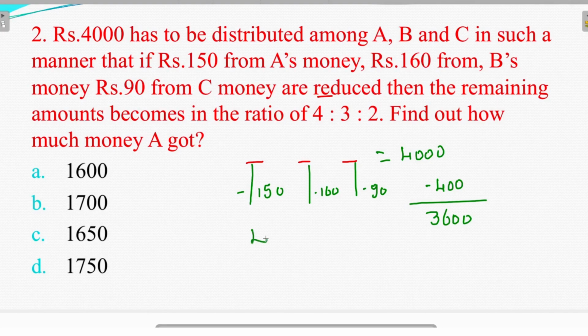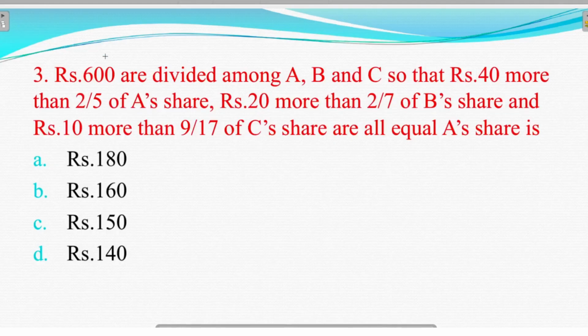Then that is in the ratio 4:3:2. That will be 9 parts. 9 parts is equal to 3600, 1 part is equal to 400, then 4 parts is equal to 1600. A has now 1600 after taking 150, which means A had initially 1750. So this is an important question.